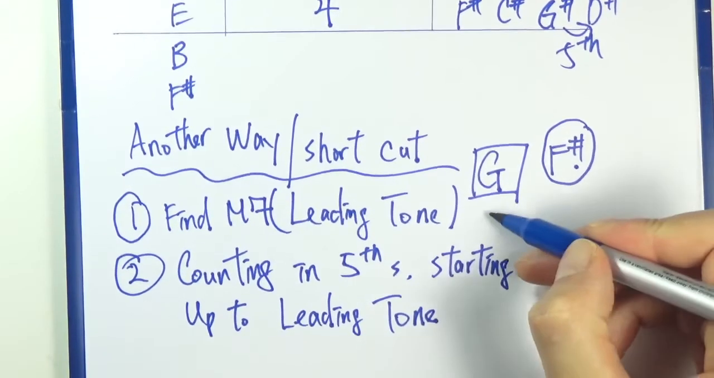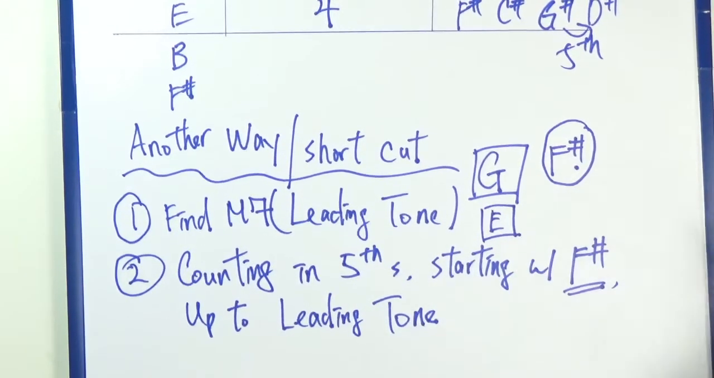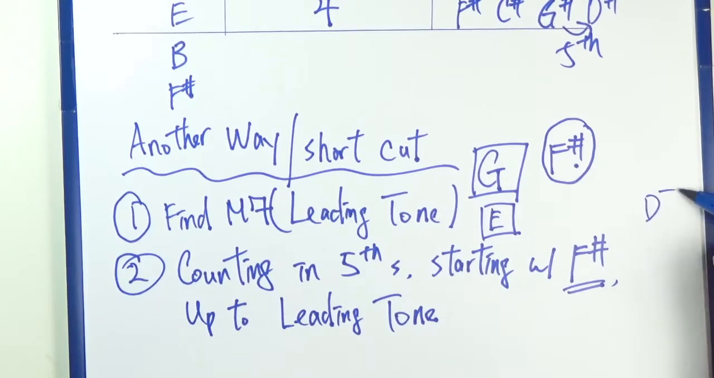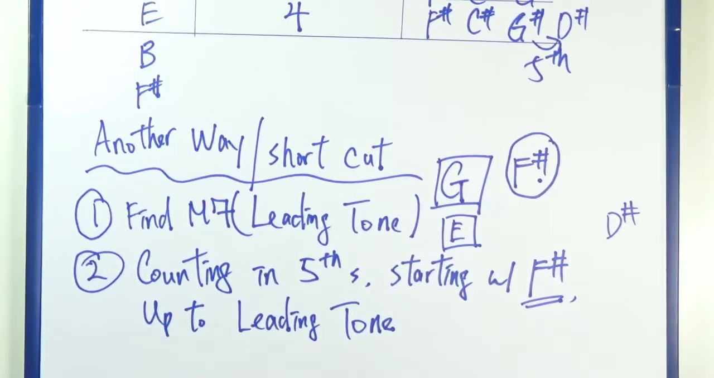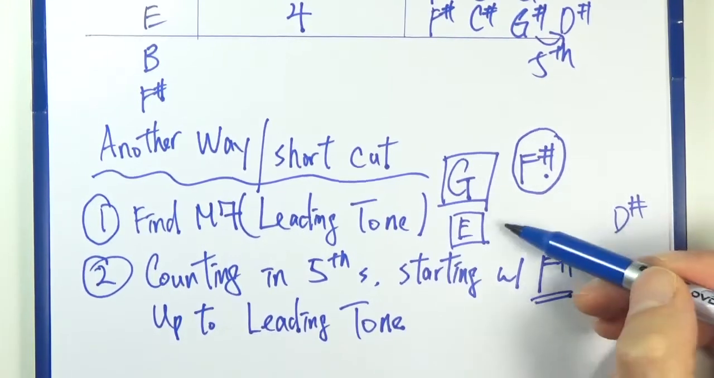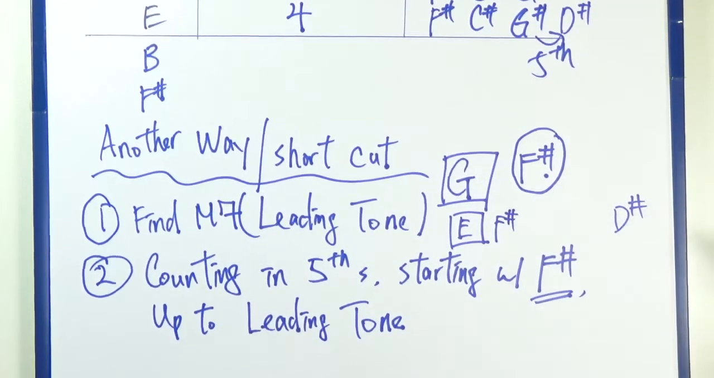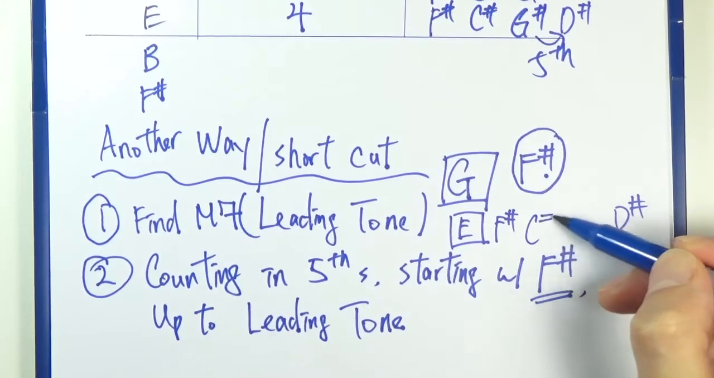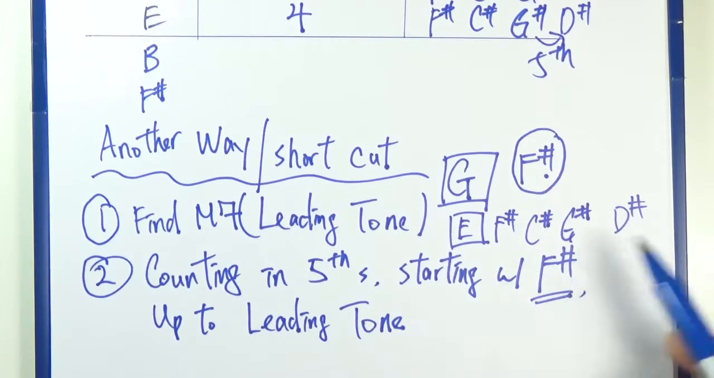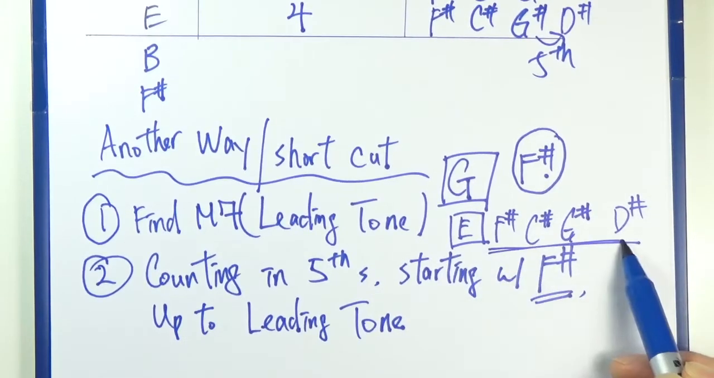Let's do E. Okay, so what's the leading tone? So if I count backwards a half step, that should be our D sharp, right? Okay, and then let's count in fifths, starting with F sharp. F, G, A, B, C sharp, C, D, E, F, G sharp, G, A, B, C, D sharp. Okay, so we're good. 4 sharps.